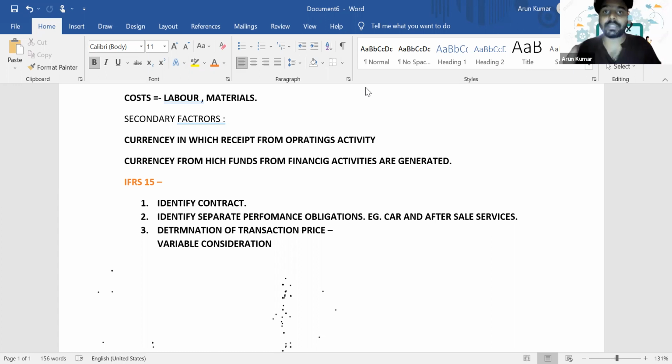Okay, so variable consideration means we are not sure whether we will receive it or not. In that scenario, we need to consider the probability of receiving that amount, how much percentage is probable. Only that probable percentage of revenue needs to be recognized. Is it clear, guys? Can you reply in the chat?